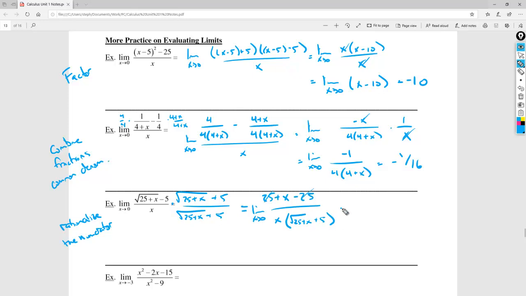Alright, these 25's cancel. I'm left with the limit as x approaches 0 of x over x times (the square root of 25 plus x plus 5). Alright, now I clearly see my x's cancel. That was my problem spot. And so I have the limit as x approaches 0 of 1 over (the square root of 25 plus x plus 5). Great. So now if I plug in 0, I will just end up getting 1/10. Fantastic.